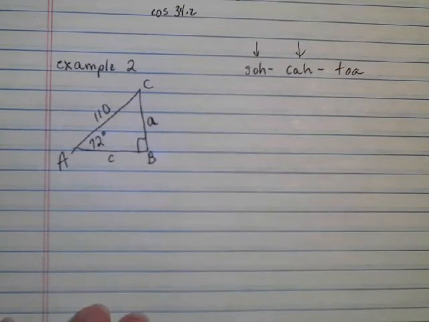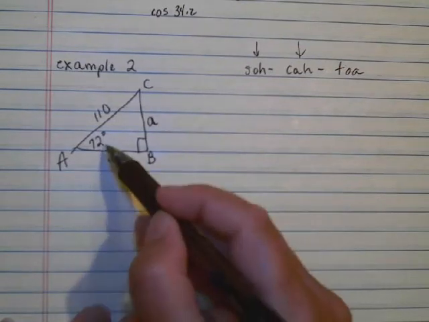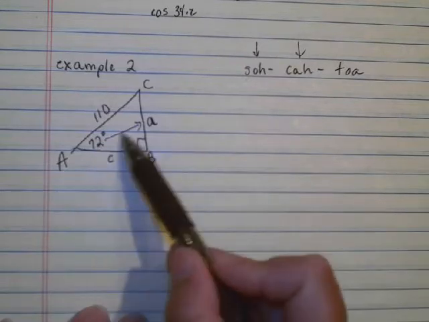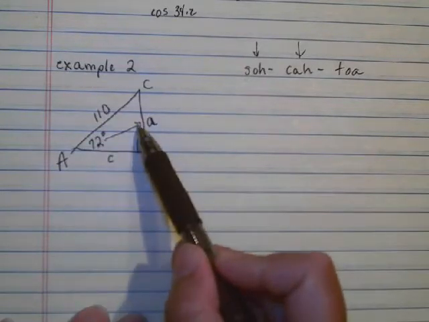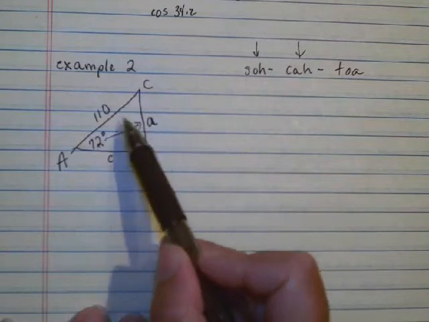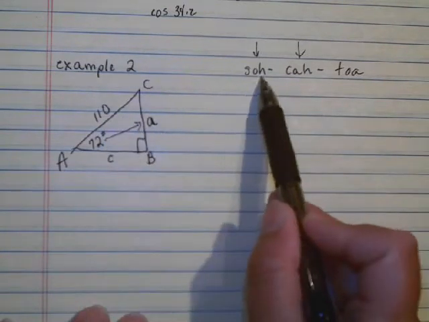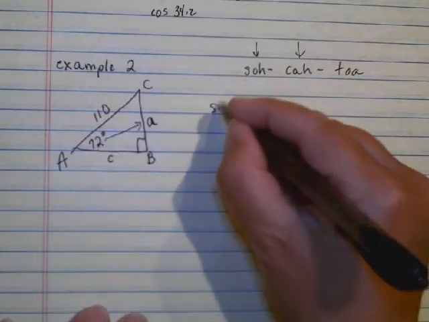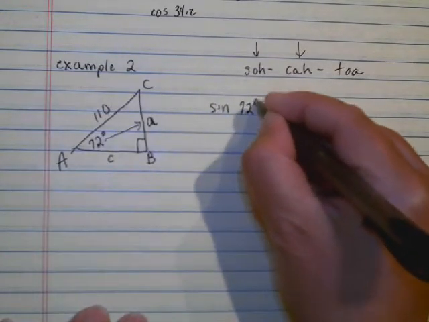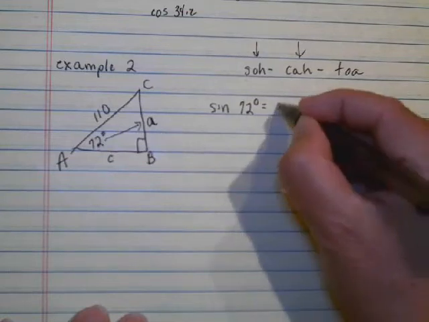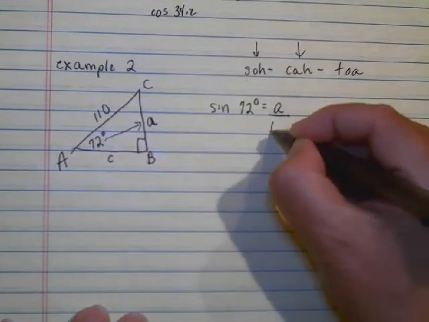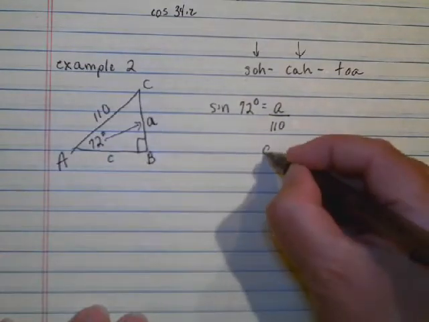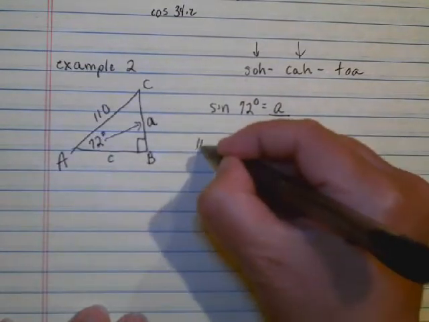So I'm going to start, doesn't matter where I start, I'm going to start finding A. So A is opposite of the 72 degrees. So since I'm trying to find the opposite and I know the hypotenuse, I'm going to use sine. So I'm going to say sine of 72 degrees equals the opposite, which is A, over the hypotenuse, which is 110. So to find A, I'm going to multiply both sides by 110.